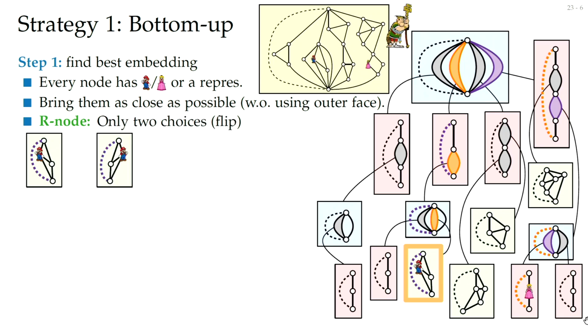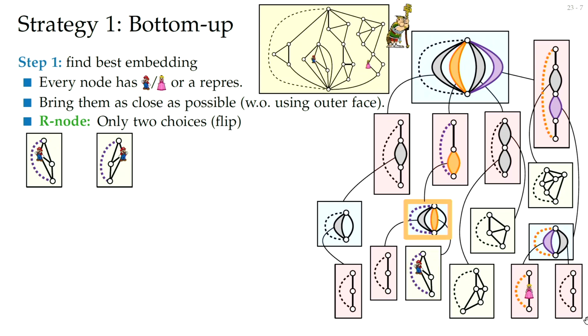Yeah, we can only flip. So there are 2 choices. And we don't want to use the outer face to connect it because there will be other stuff. So we just look at these 2 different drawings and figure out where Mario is closer to this edge. And it's the left one, so we keep that.